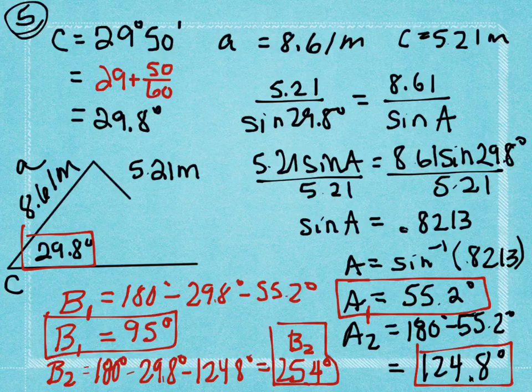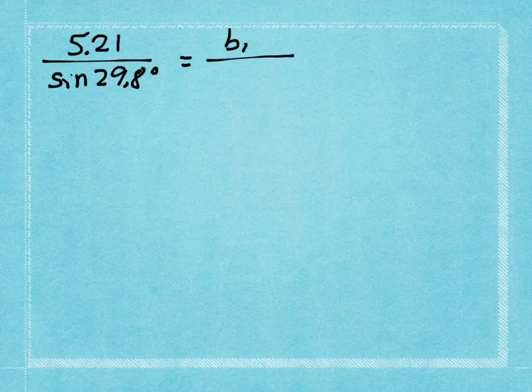I need to find little b, right side little b. I haven't found that yet. And I have two possibilities for it, correct? Yeah. Okay, so let's find B1. Finding B1 means taking the information I'm given for C, 5.21 over sine of 29.8, sorry, we left it at 8, equals, and then I've got side B1 that I'm going to find, and I need to use angle B1 to find it.